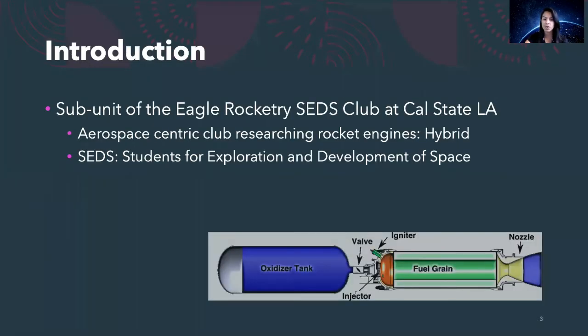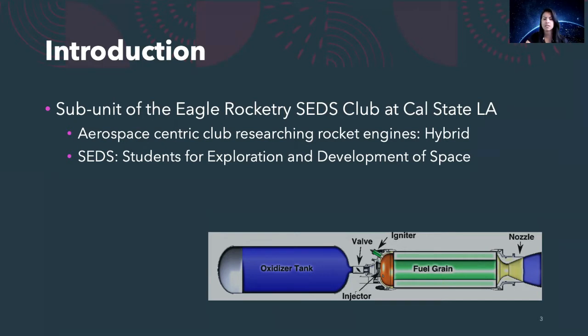A little bit of intro is that this research for the hybrid engine is a subunit of the Eagle ROCKETRY SEDS club founded here at Cal State LA. This is mostly an aerospace club researching different types of rocket engines, which in our senior design project turned out to be the hybrid engine. This club is also a chapter of SEDS, which stands for the Students of Exploration and Development of Space.